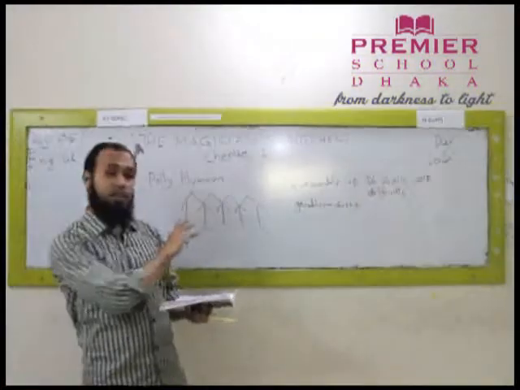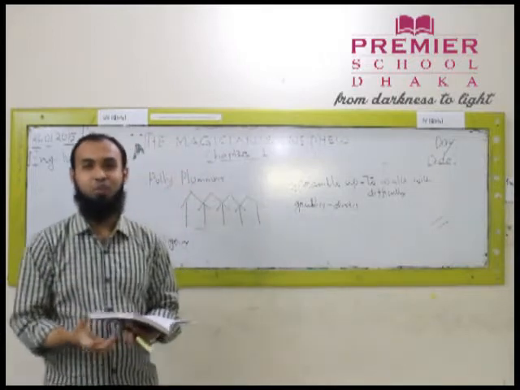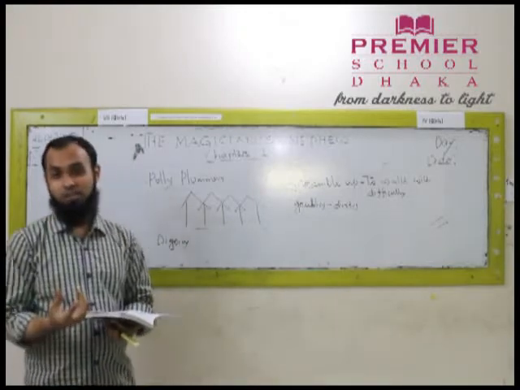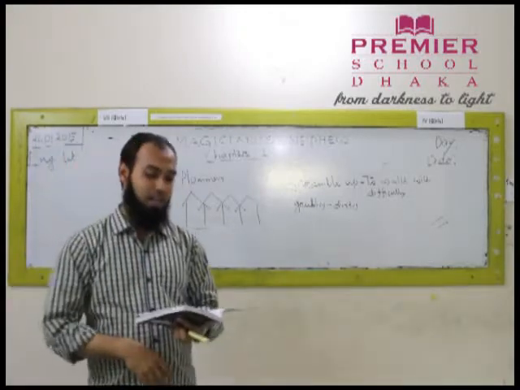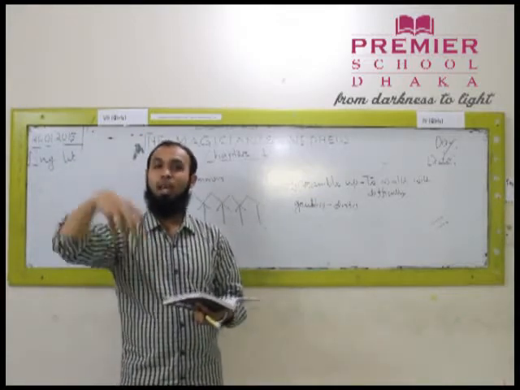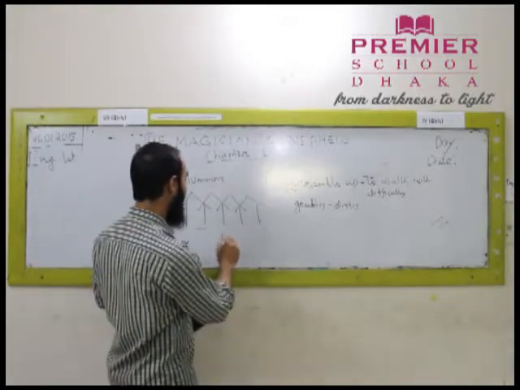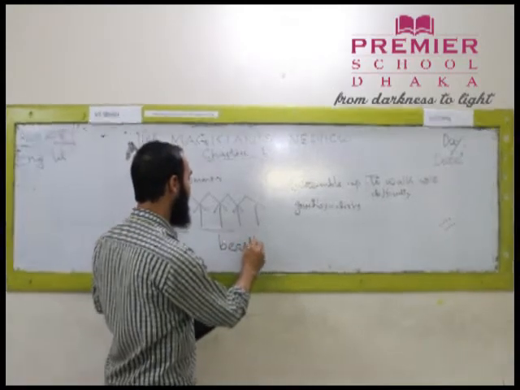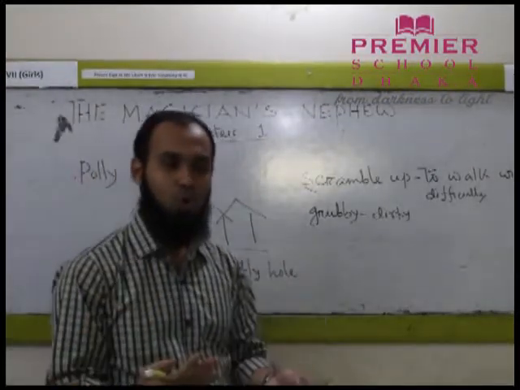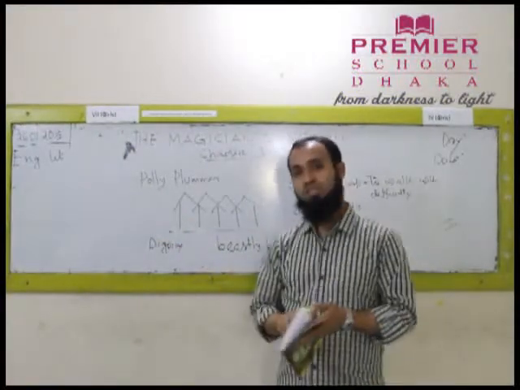Then Polly and Diggory introduced themselves, and then Polly started making fun of Diggory. Why? Because his face was grubby. Then Diggory gave a good answer. He said he lived in a village, and then from the village he came to a beastly hole like London. The hole is actually H-O-L-E. He compared London with a beastly hole. So a boy from a village came to the town and compared the town with a beastly hole.